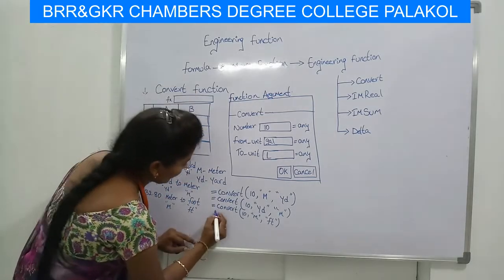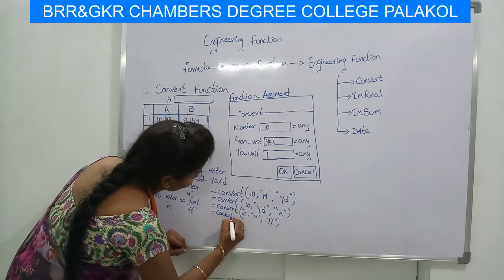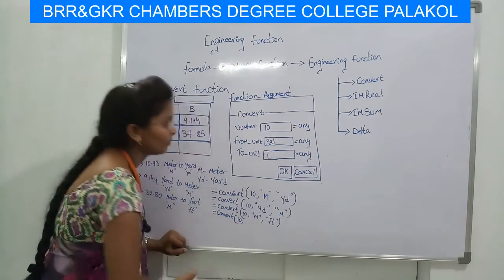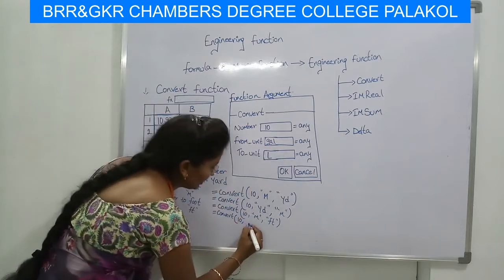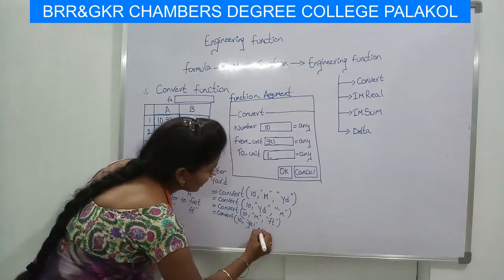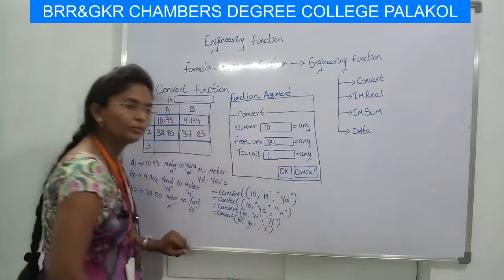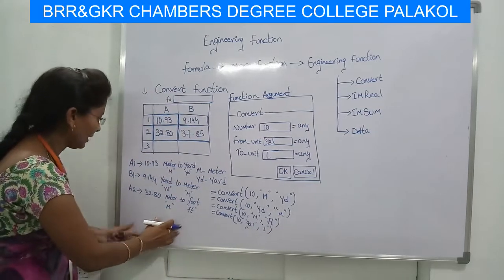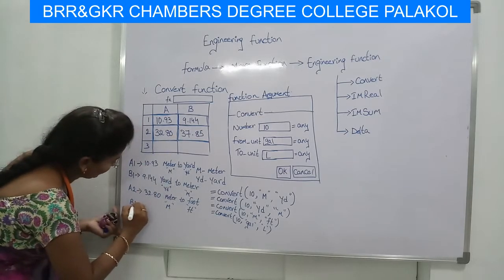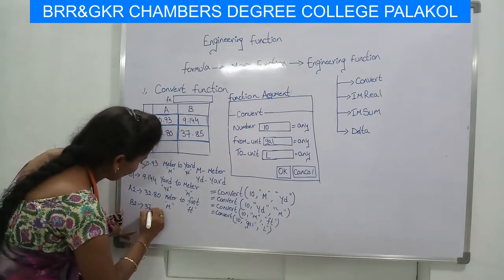Here I have to write the formula. That means CONVERT, bracket open, the number is 10, comma, from unit is GAL, that means gallon, comma, converting into liter. The shortcut key is L. And here I am writing the B2 cell, B2. The answer is 37.85.